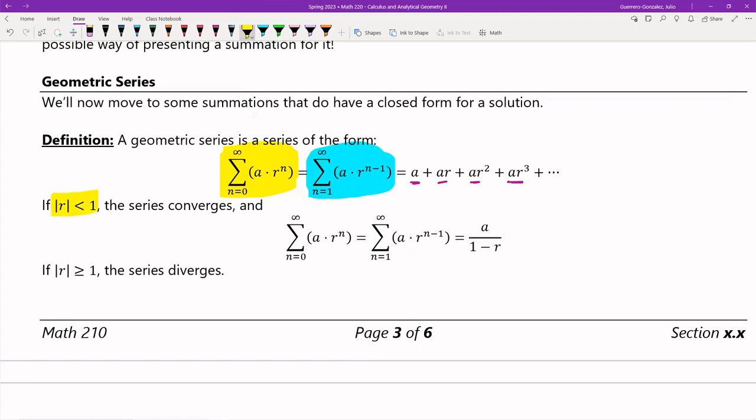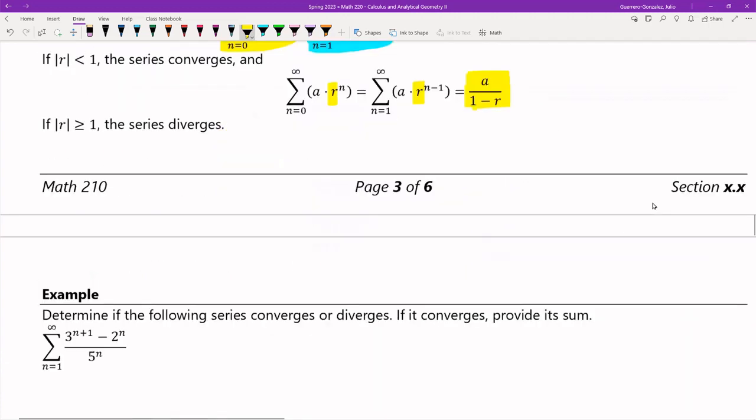Now here's the great result. If the absolute value of that r, whether it be positive or negative, is less than 1, you're guaranteed that your series is going to converge. So this converges to a divided by 1 minus r. And if the absolute value of r is bigger than or equal to 1, then you're guaranteed that it's going to diverge. That simple. If r is somewhere between -1 and 1, you know it's going to converge, with an explicit formula for its convergence. If it's bigger than positive one or less than negative one, you can assume it's going to diverge. So how do we use this?